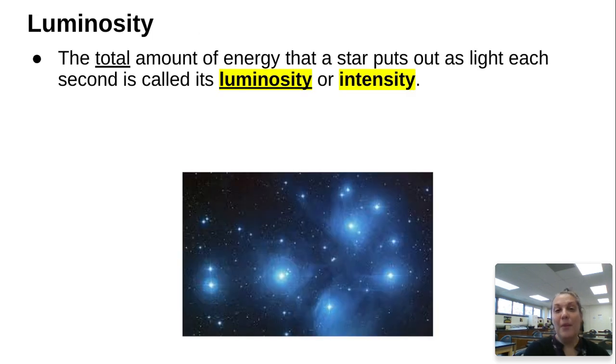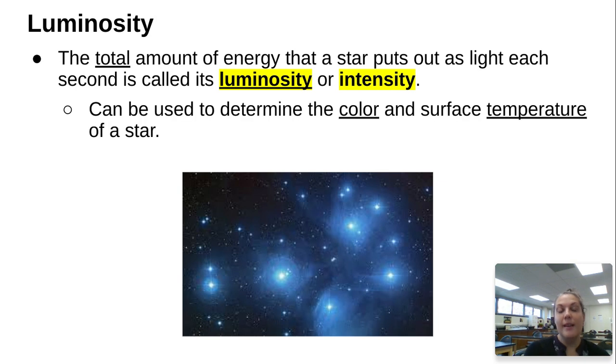So the total amount of energy that a star puts out as light each second is called its luminosity. Recall on our little star cards, we were looking at luminosity relative to the sun. So if it has a luminosity that's greater than 1, a star is putting out more energy every second than our sun. If the star has a luminosity less than 1, that star puts out less energy than our sun every second. So luminosity, how much energy is being released every second.